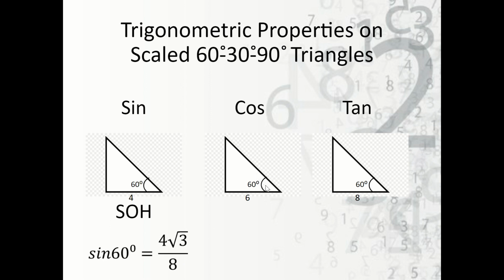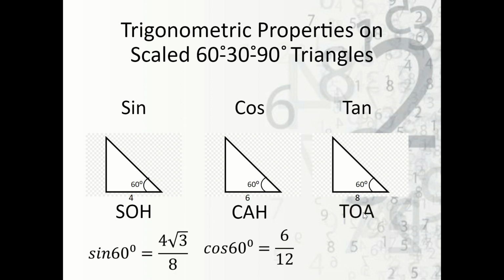Now here, same thing. We scaled it by 6 this time. So now this side should be 6 square root of 3, and this side should be 2 times 6, which is 12. So cosine is adjacent over hypotenuse. So the adjacent side is 6, and the hypotenuse is 6 times 2, which is 12. So we end up with 6 over 12.